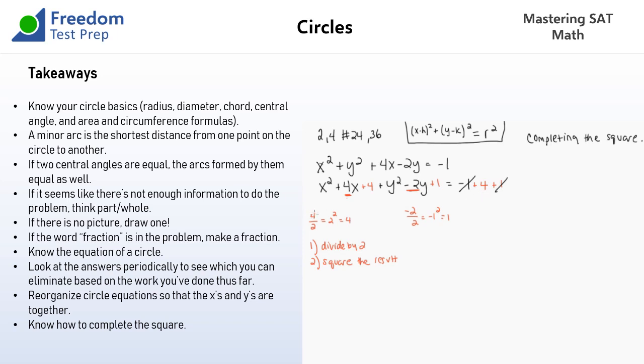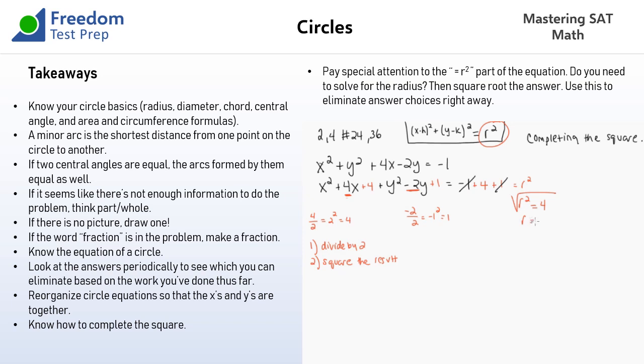The question is asking for the radius. So in truth, we don't even care about the whole left side. We only care about the right side because that's our radius side. And remember, it's always equal to r squared until we square root it, right? So if we get r squared equals 4 and we square root both sides, we get r equals 2. And 2 is our answer, A.